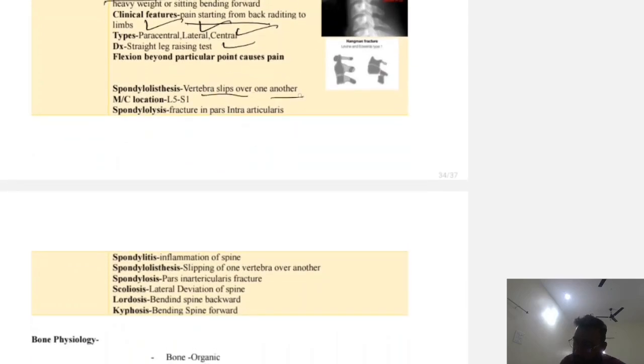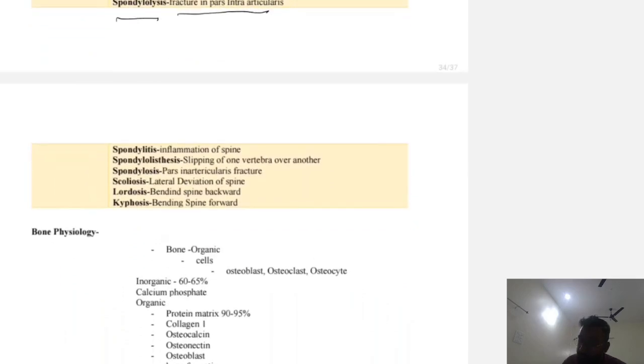Spondylolisthesis: a vertebra slips over another, most common location is L5-S1. Spondylolysis is a fracture in the pars interarticularis. Spondylitis is inflammation of the spine. Spondylolisthesis is slipping of one vertebra over another. Scoliosis is lateral deviation of the spine. Lordosis is bending of the spine backward. Kyphosis is bending of the spine forward. So these all are important in spine.